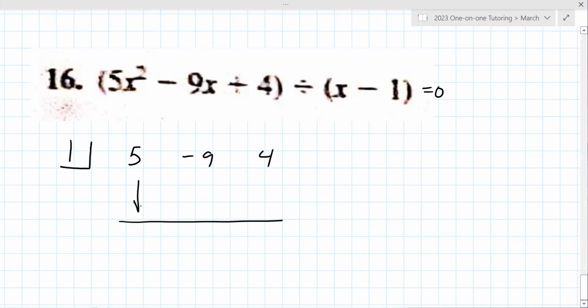You always bring down the first number. Always. Right. You take that 5 and you multiply it by the 1. Then you add. You always add in here. So this becomes minus 4. Then you repeat. Minus 4 times 1 is minus 4. You add and you get 0. This last number is your remainder.